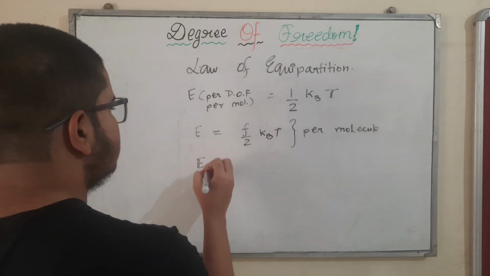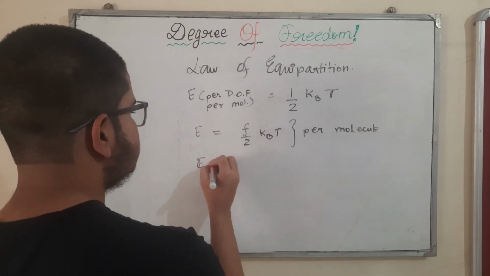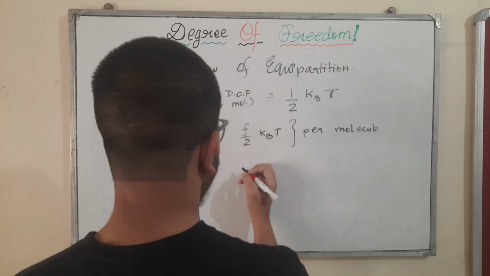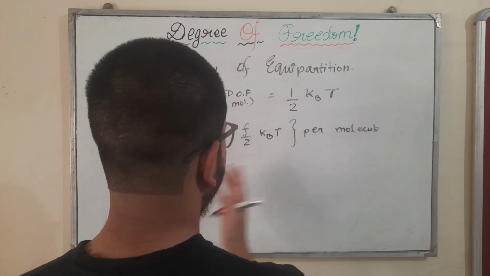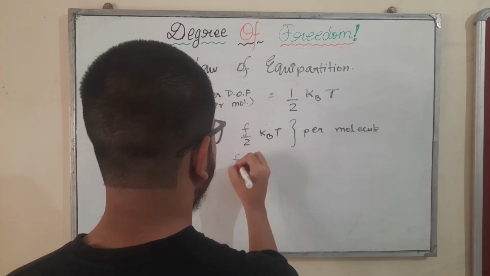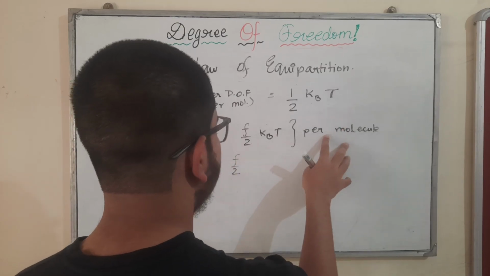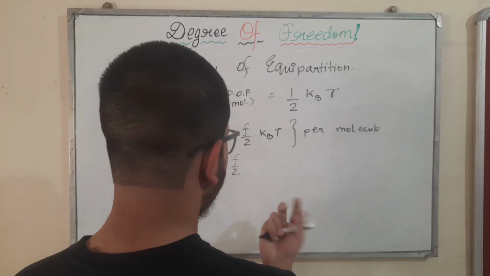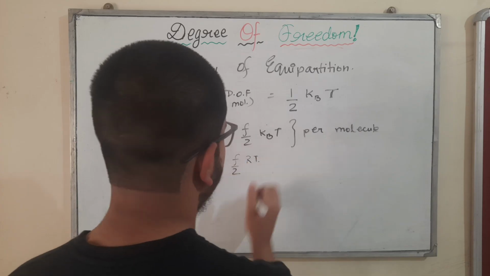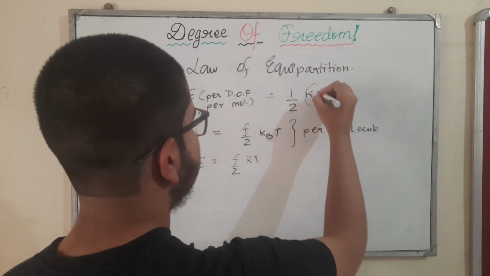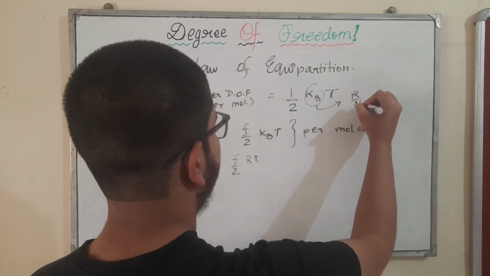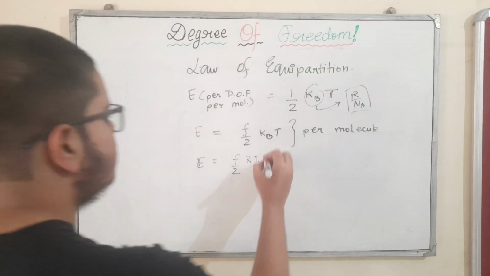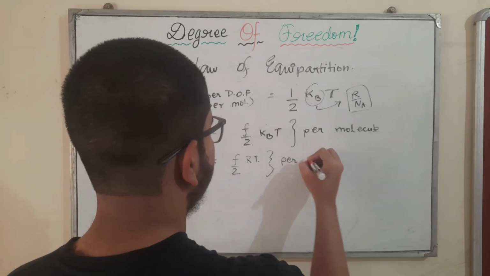Now, if I say energy per mole, this is R by Na. You just multiply by Na to make it per mole. If this is for per molecule, multiplying with Na makes it for Na number of molecules, and that's 1 mole. This kB is R by Na, and I multiply it with Na, so only R is left: f by 2 RT. This is for per mole.